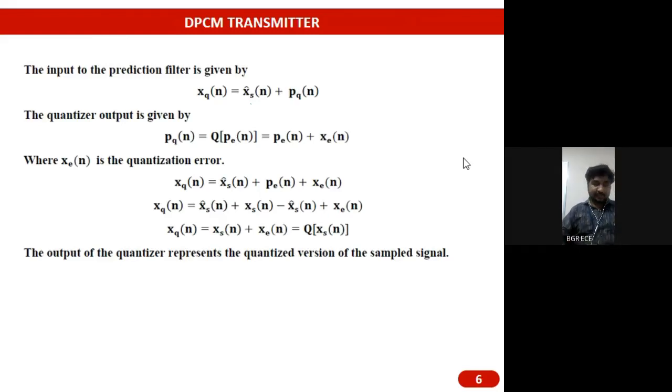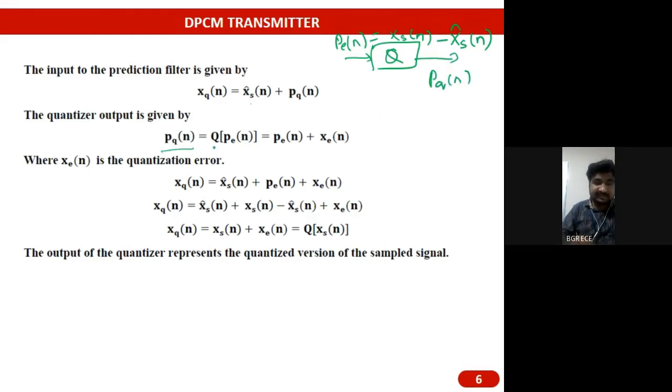And the quantizer output is given by pq of n. The input of the quantizer is the prediction error. The prediction error is nothing but xs of n minus the predicted value, that is, the difference between the original sample value and the predicted value. So the output of the quantizer will be pq of n. pq of n is nothing but the quantized value of pe of n. So we can write pq of n as pe of n plus xe of n, where xe of n is the quantization error.